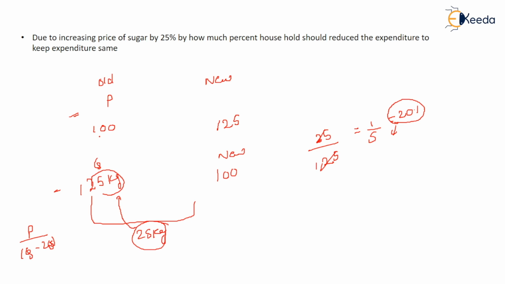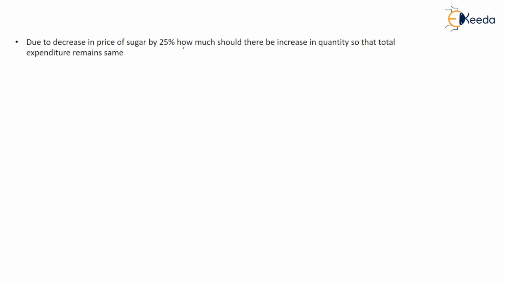So better to go with this step. Next question. Due to decrease in price of sugar by 25%, how much should be their increase in quantity so that the expenditure remains the same? So earlier, suppose the price was 100 rupees. Now the new price is how much? 25% reduced. So 75, right? And you have to do the opposite of this with the quantity.